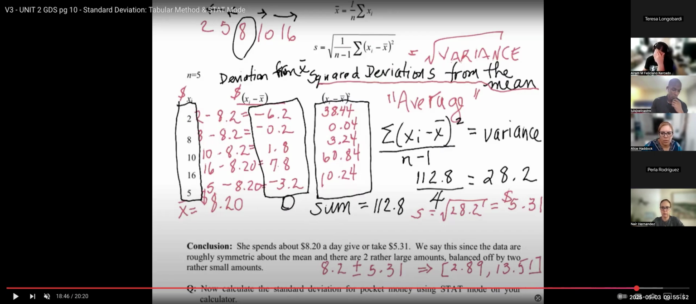Negative 2.42, and the other one is 18.82. Okay. All of the data falls between negative 2.4 and 18.8. Do you agree? All right. So that's 100% within two standard deviations from the mean.